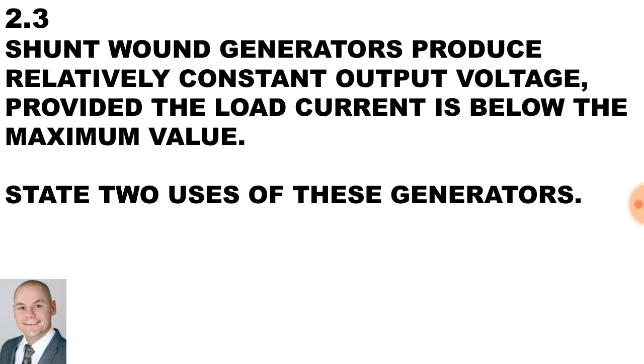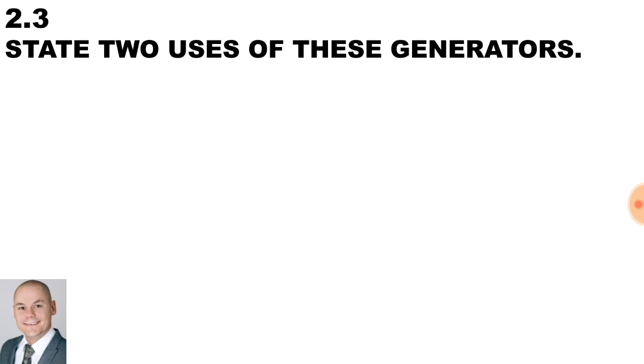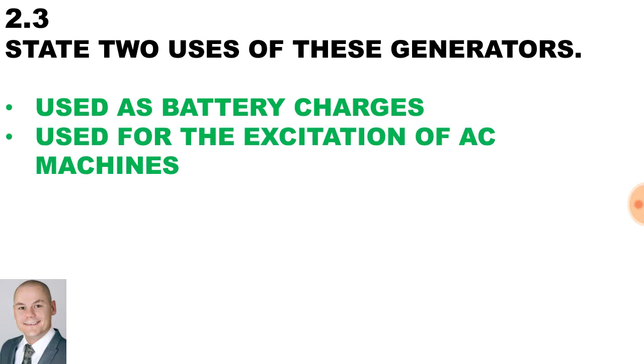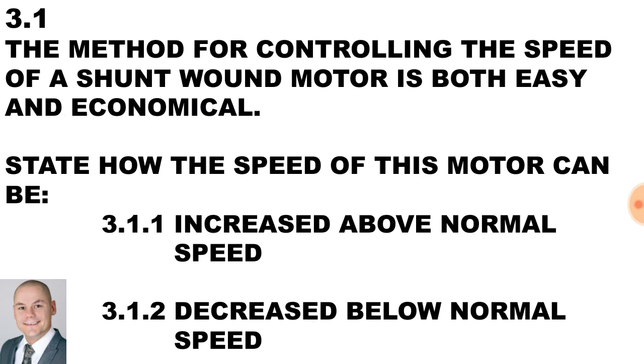Question 2.3. Shunt wound generators produce relatively constant output voltage, provided the load current is below the maximum value. State two uses of these generators. Now, shunt wound generators can be used as battery chargers and used for the excitation of AC machines.